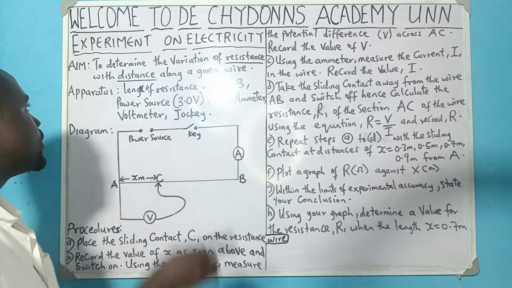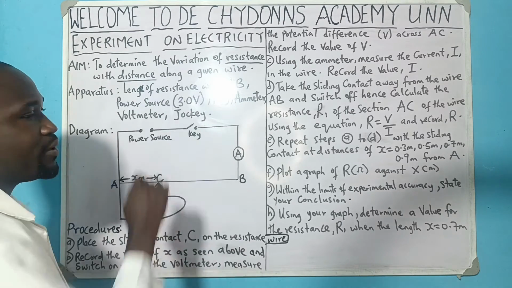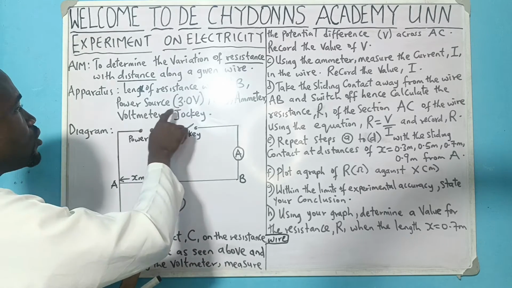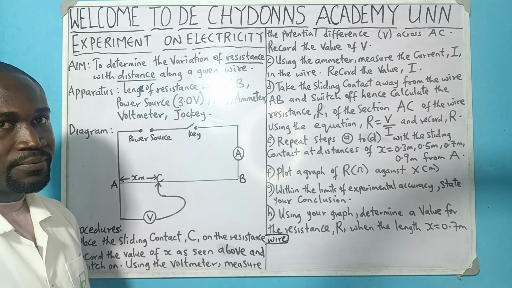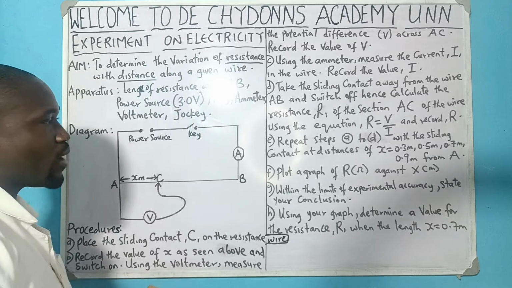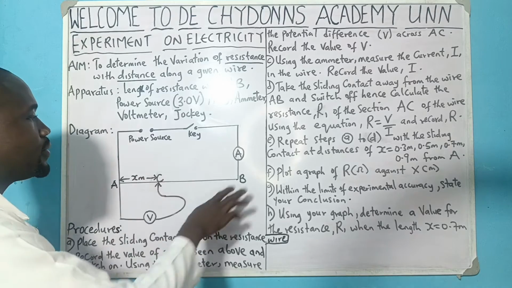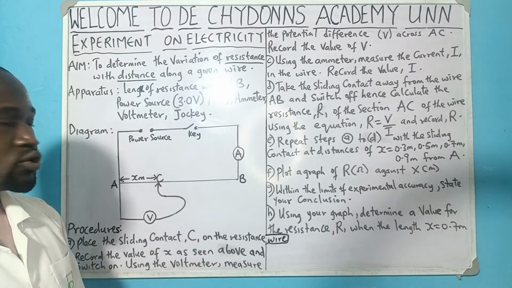Let's check. Apparatus: length of resistance wire AB, power source, key, ammeter, voltmeter, jockey. And these are seen in this experimental setup we have here: power source, key, the ammeter, the voltmeter, the jockey, the resistance wire, so to speak.